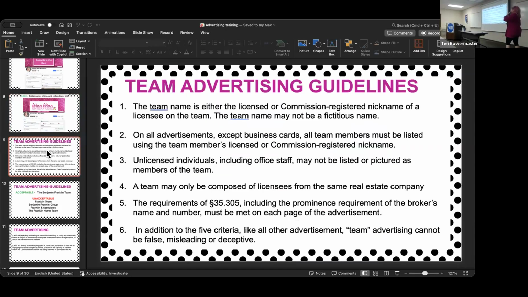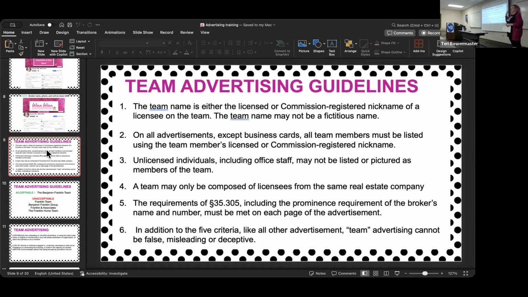Team advertising guidelines. The state has put out guidelines for team advertising, and a lot of people have rested their hat on the fact that these are guidelines and not actually in the statute. So first, let's review the guidelines. The team name has to be the licensed or registered nickname of a licensee on the team. It cannot be a fictitious name. On all advertisements except business cards, all team members must be listed. I definitely don't see that happening. I'm guilty of not doing that myself. I think a lot of us forget that that's a rule. We cannot have any unlicensed individuals, office staff, etc., listed or pictured. So only licensed individuals can be listed.